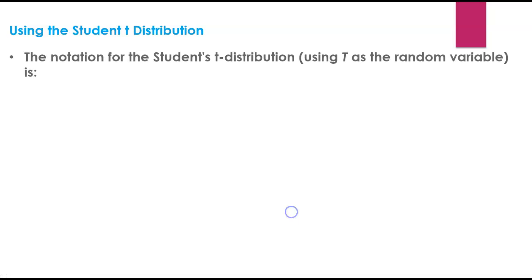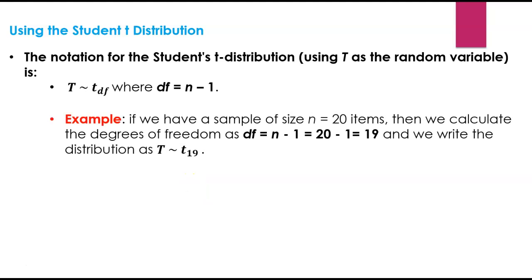Using the student's t-distribution. The notation for the student's t-distribution using t as a random variable is this. T is a random variable represented by t sub df, where df is equal to n-1. df stands for degrees of freedom. An example would be if we have a sample size n equals 20 items, then we calculate the degrees of freedom as df equals n-1, which is 20 minus 1, or 19, and we write the distribution as t is the random variable represented by t sub 19.